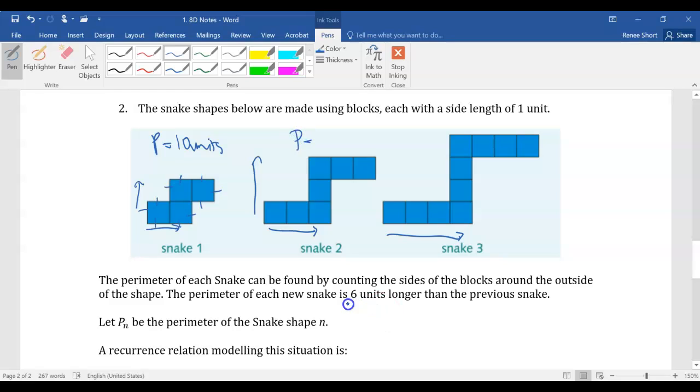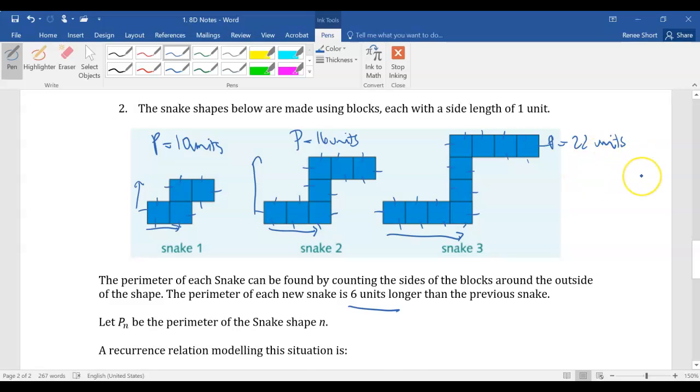It says here that it's adding 6, so this one should be 16, but we can double check. So again, 1, 2, 3, 4, 5, 6, 7, 8, 9, 10, 11, 12, 13, 14, 15, 16 units. And lastly, over here, 1, 2, 3, 4, 5, 6, 7, 8, 9, 10, 11, 12, 13, 14, 15, 16, 17, 18, 19, 20, 21, 22 units.